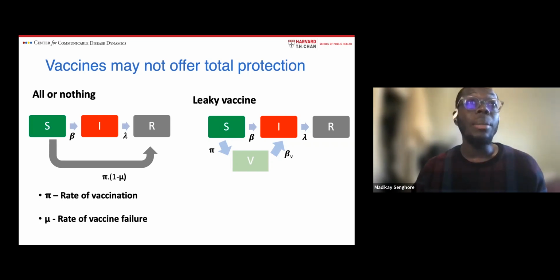And my colleague Mary, who will be doing one of the practical sessions, has done a fantastic model, which was published very recently, looking at how vaccination changes this.